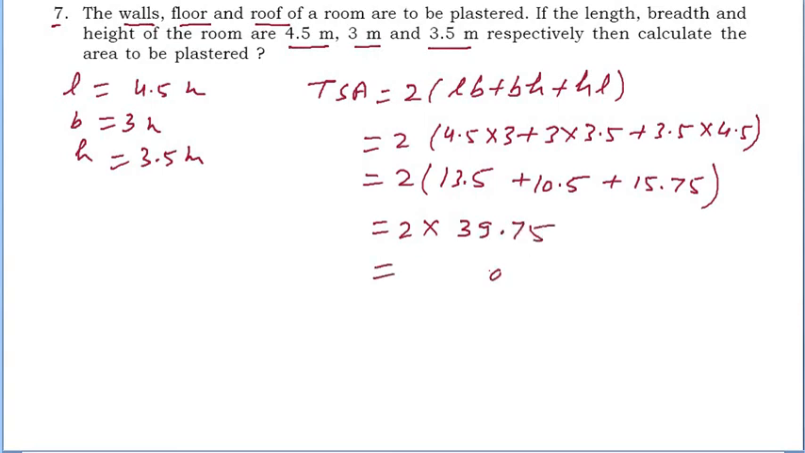So 2 5 ja 10 and 2 7 ja 14 and 1 is 15. So 2 9 ja 18 and 1 is 19 and 2 3 ja 6 and 1 is 7. So that is 79.50 meter square and that will be your answer.